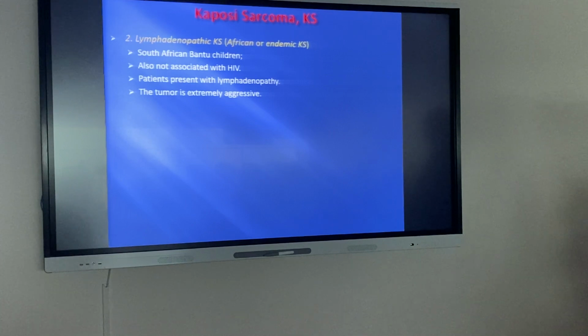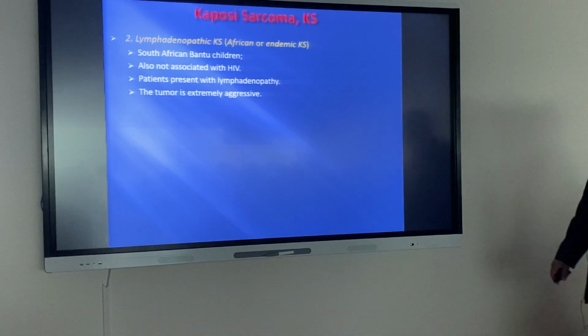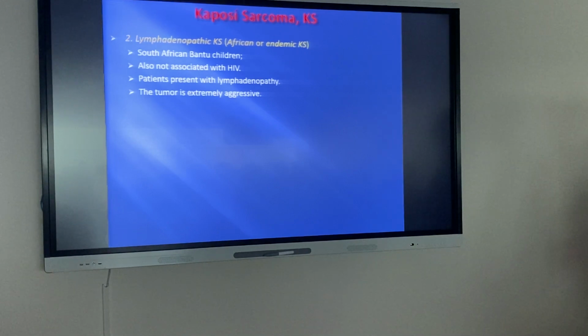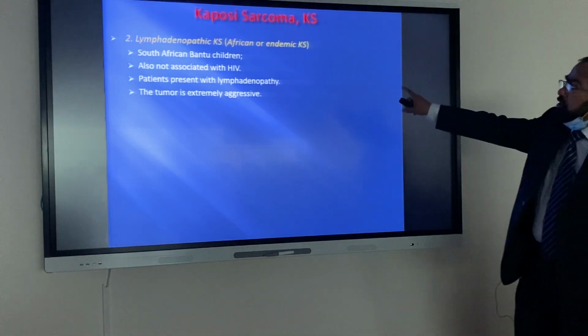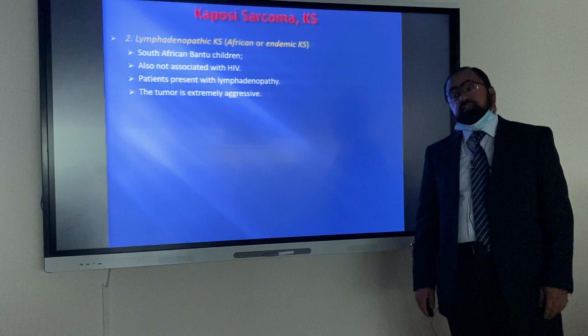The other one is the lymphadenopathic or African type, seen in South African Bantu children, and it is not associated with HIV. So this is a non-associated one. Patients present with lymphadenopathy and the tumor is extremely aggressive.